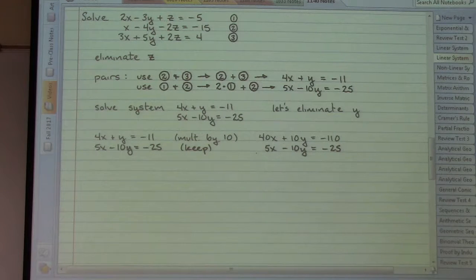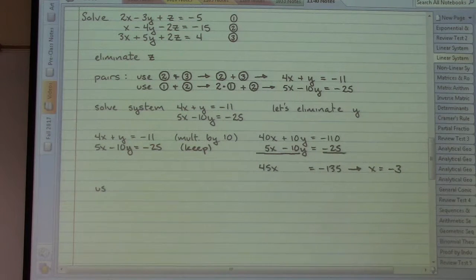So rather than beating around the bush, let's go ahead and add those right here and now, so that we would end up getting 45x equals negative 135, and that would give us x is equal to negative 3. Ooh, that's rather nice for us. Thank goodness that's working out a little friendly for right now.